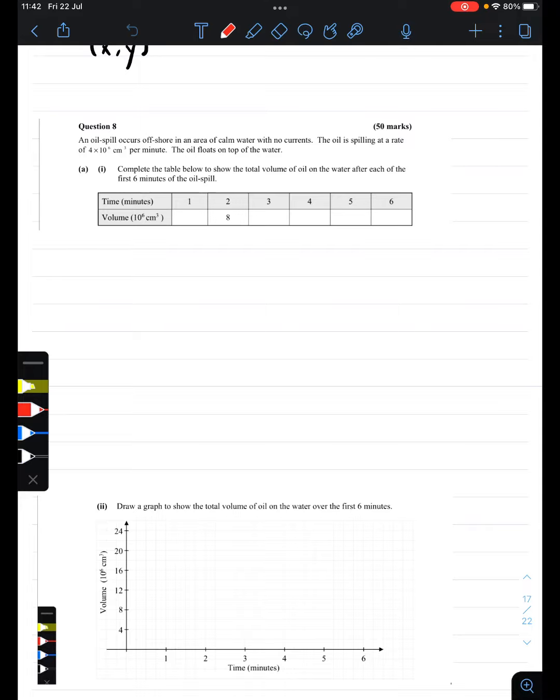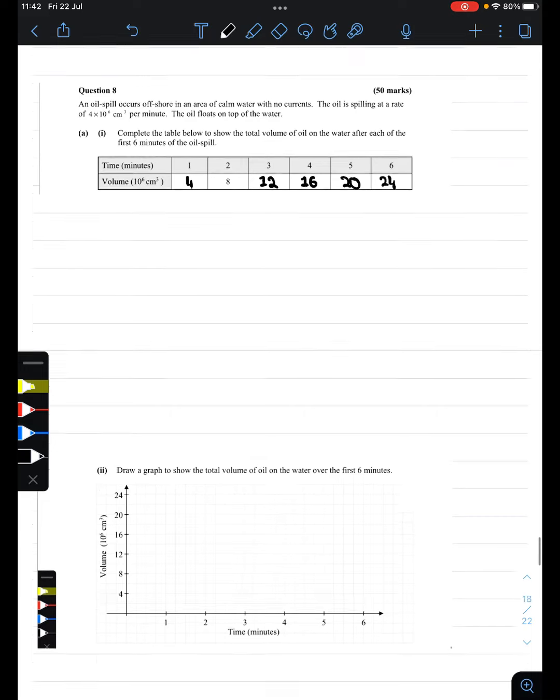complete the table below to show the total volume of oil on the water after each of the first 6 minutes. Alright, well, very simple start. We know that there is 4 by 10 to the 6 centimeters cubed per minute. We can assume that there's 0 to start off. So after 1 minute, there will be 4 by 10 to the 6 centimeters cubed. After 2, there's 8. After 3, there is 12, 16, 20, 24. Very simple start.